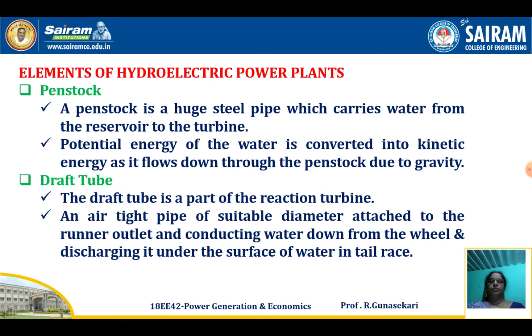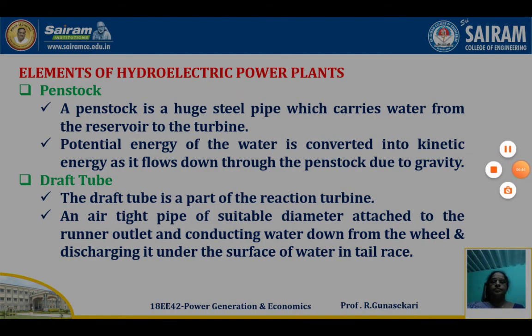Two types of water turbine are there. One is a reaction turbine, another one is an impulse turbine. In the next video we will study in detail what a reaction turbine is, what an impulse turbine is, and the types of turbine. The draft tube is an airtight pipe of suitable diameter attached to the runner outlet, conducting water down from the wheel and discharging it under the surface of water in the tail race.